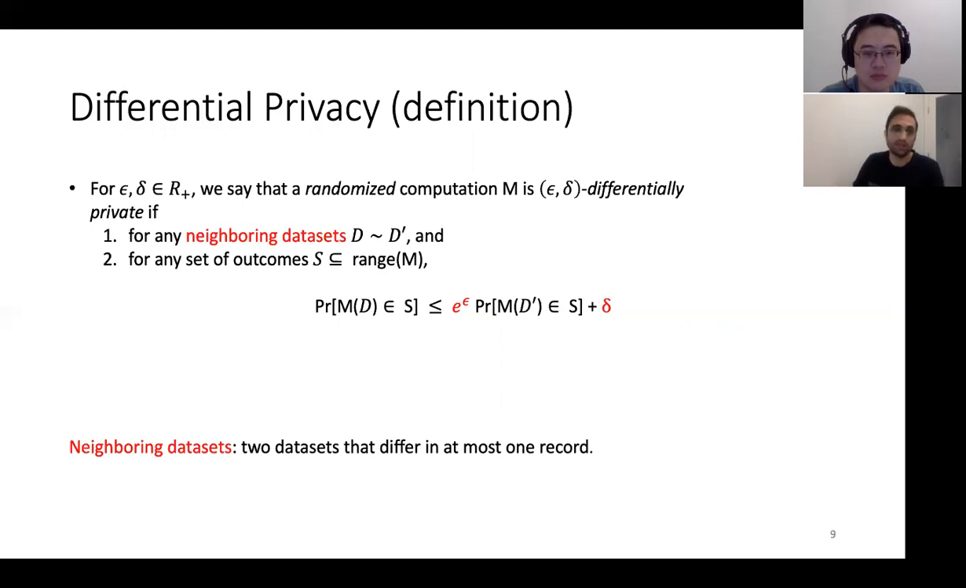and when I say neighboring data sets, I mean two data sets that differ only by one record, and for any set of outcomes S, the probability that the computation M on data set D outputs something in S is almost the same as the probability that the computation M on data set D prime outputs something in S. As you see in the definition, the probabilities are almost the same, up to some multiplicative error, e to the epsilon, and some additive error, delta. Through this talk, the setting that we consider is delta equal to 0, but this is the general definition.